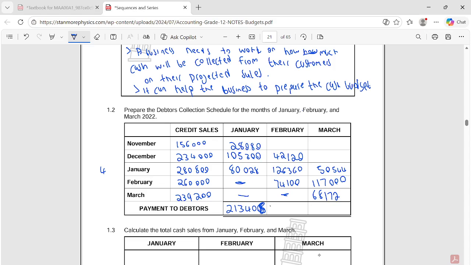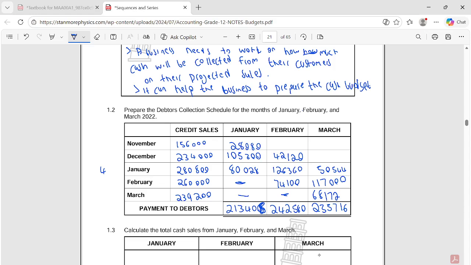And then my collection for February is 242,580. And then for March, 50,544 plus 117,000 plus 68,172. So I'm getting 235,716. Right? So guys, the following information here, this information will be taken to our full cash budget. That's why I'm saying that this preparation of the debtors' collection schedule can help the business to prepare the cash budget, because the following amounts will be taken to the full cash budget, right?